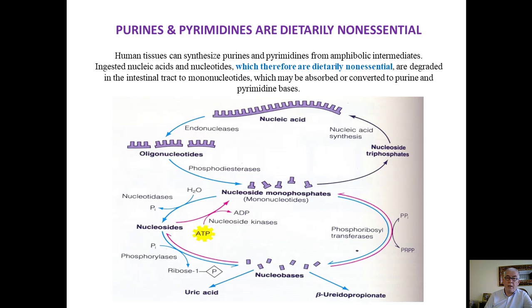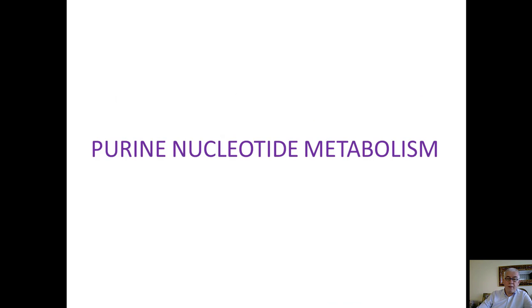For this reason, we have to synthesize purine and pyrimidine nucleotides or deoxyribonucleotide forms inside the cell in a synthetic way or by the salvage pathway. Now we are talking about purine nucleotide metabolism, after the general information about purine and pyrimidine bases and nucleotides.